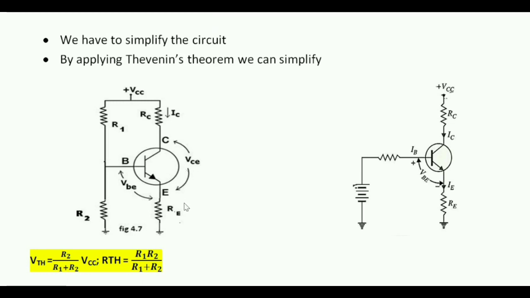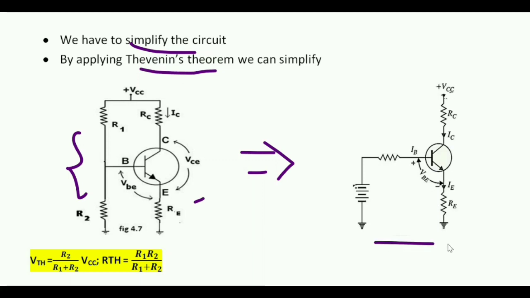Let us see how it is. We have seen that this is very complex circuit, so we have to simplify it. To simplify it, we have to know about some theorems, that is Thevenin's theorem. We have seen about Thevenin's theorem in the networks. So applying Thevenin's theorem at the input stage, we can convert this circuit into a simple circuit.